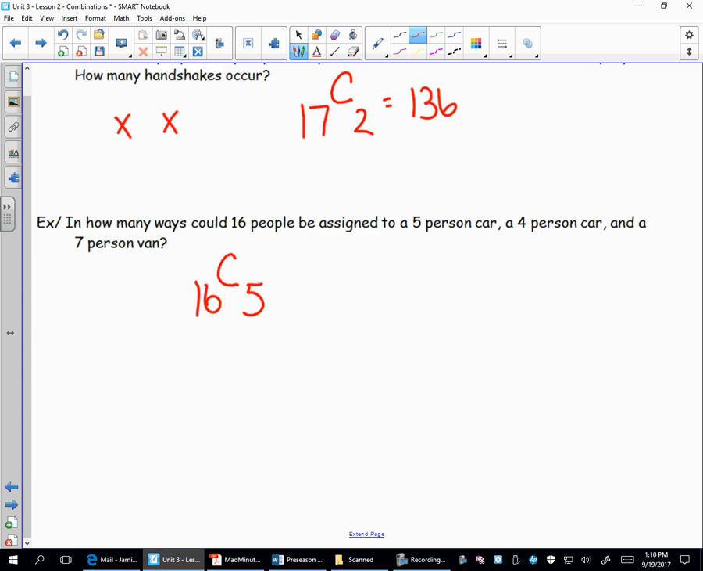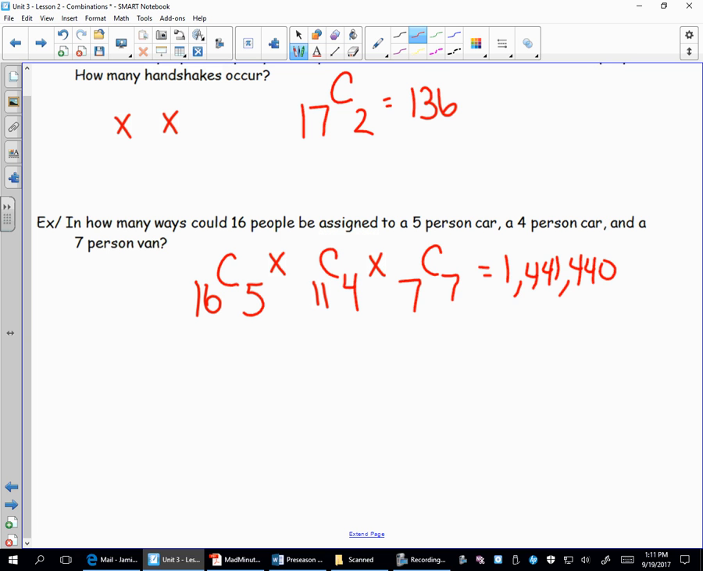But once we filled that car, we no longer have 16 people. Some people are sitting in the car, right? They've gone to the party already. So what do we have left? We have 11 people, and we're going to fill the next car. And don't forget, we're filling one car and the next car and the third thing, the van. Again, we've put people in the car, so there's only 7 left for the 7 spots in that van. So if we do the math, we end up with 1,441,000.